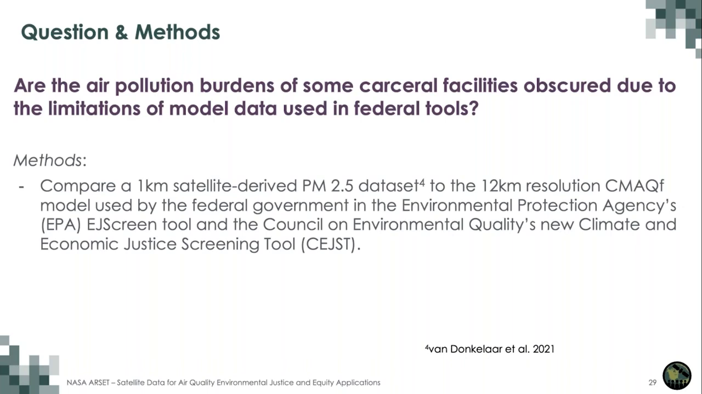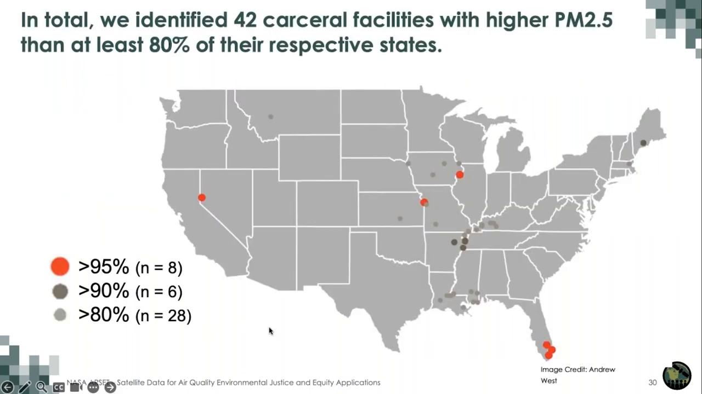And in our methodology, we compare a 1 kilometer satellite-derived PM2.5 data set, or particulate matter 2.5 data set, to the data set from the CMAQ-F model used by this federal government data that I'm mentioning. In comparing the analysis, we specifically were looking at, for each facility, how does the air pollution burden compare to the statewide air pollution burdens? This thresholding of looking at percentiles of a respective state is what is used in EJScreen.